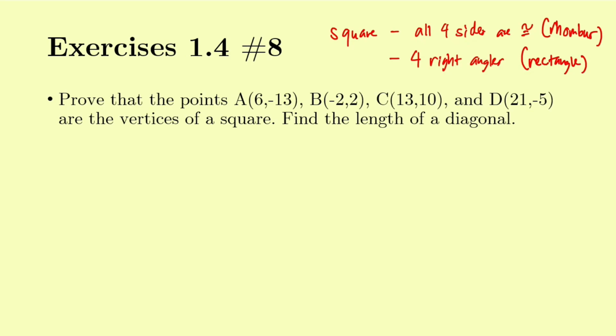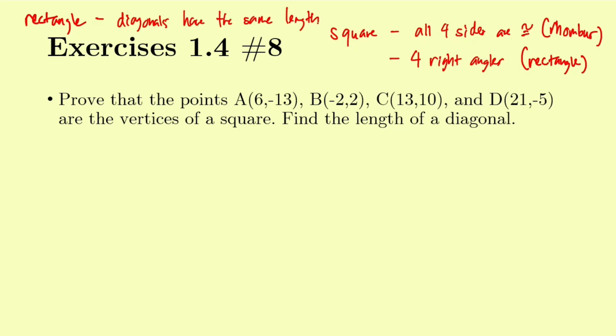So in order to solve this problem or to prove that these points are the vertices of a square, we need to show that the sides they are forming are equal or congruent, and that the angles they are forming are right angles. That's one way. Another thing to note here is that a rectangle, by its definition or some of its properties, has diagonals of equal length.